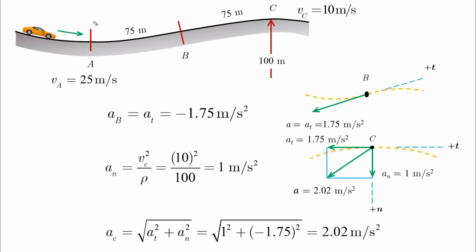So at A, AN was found to be 2.44. At B, there is no AN. And at C, it also has a different value. The direction of AT is opposite to the positive tangent. AN is positive towards the radius of curvature. And A at C will have this direction.